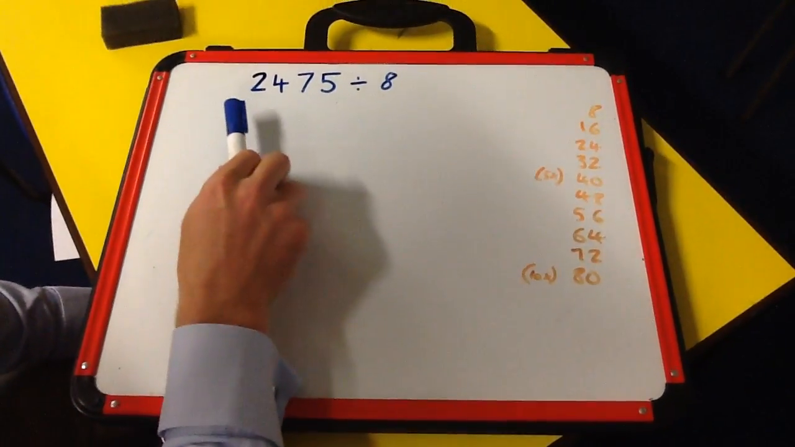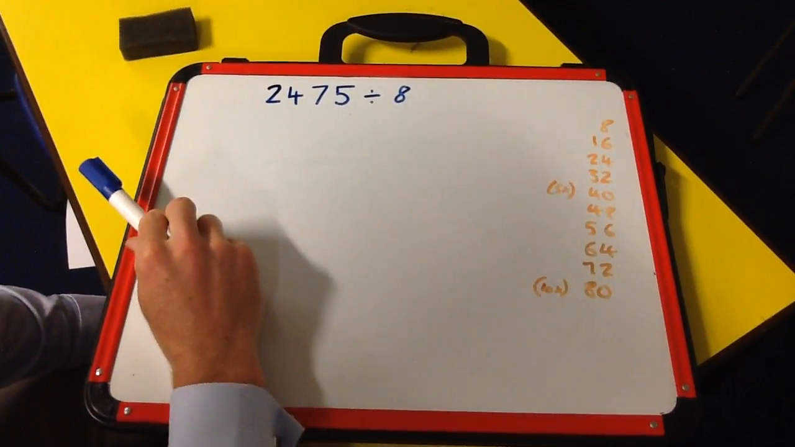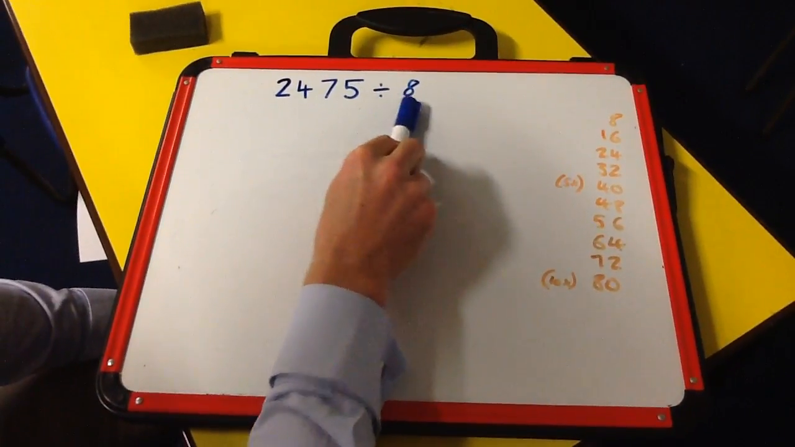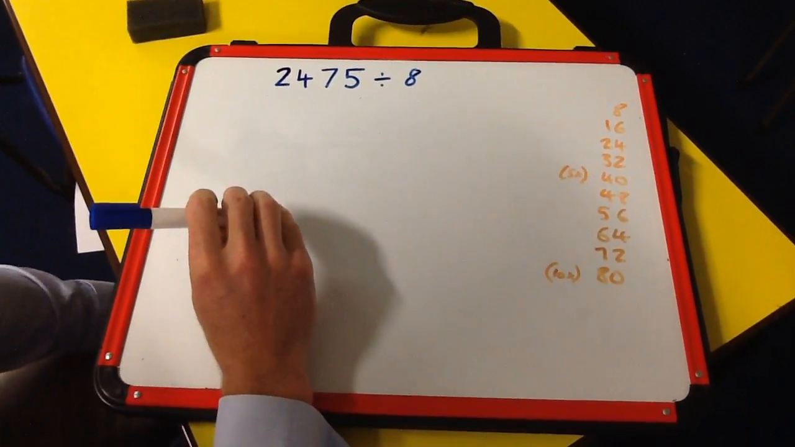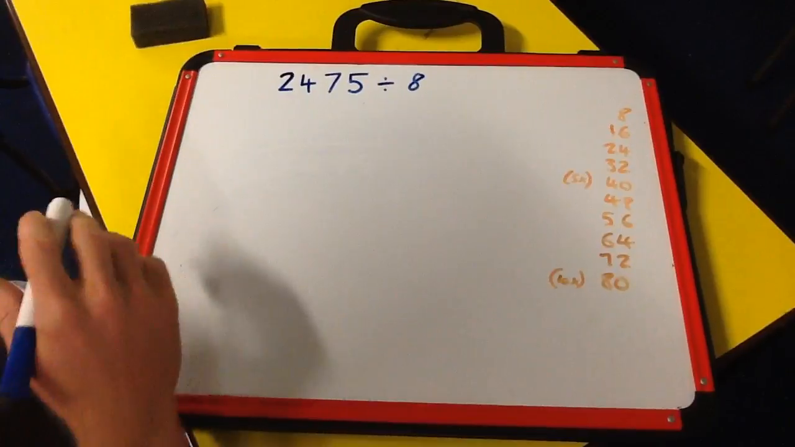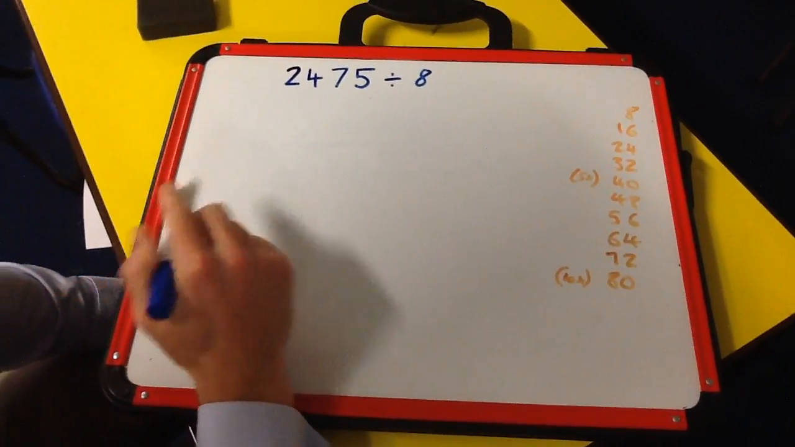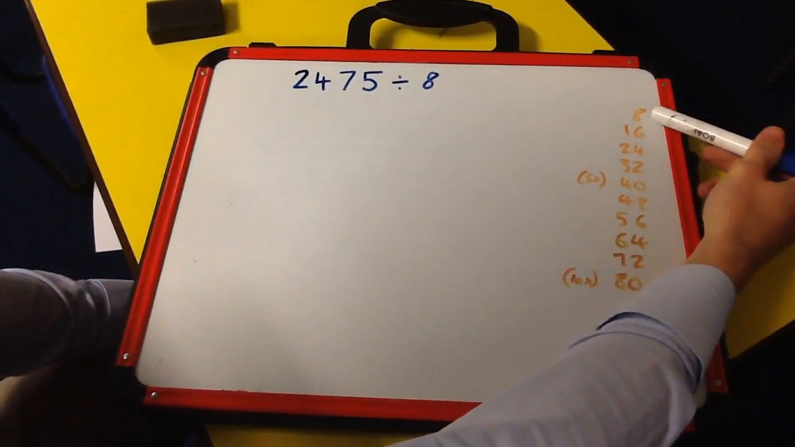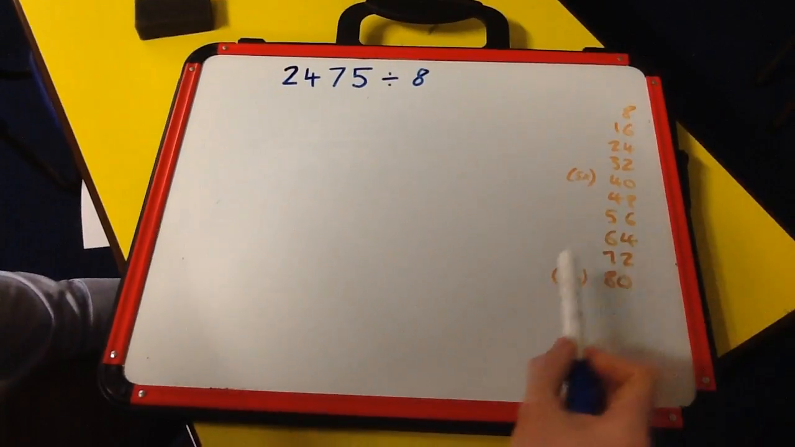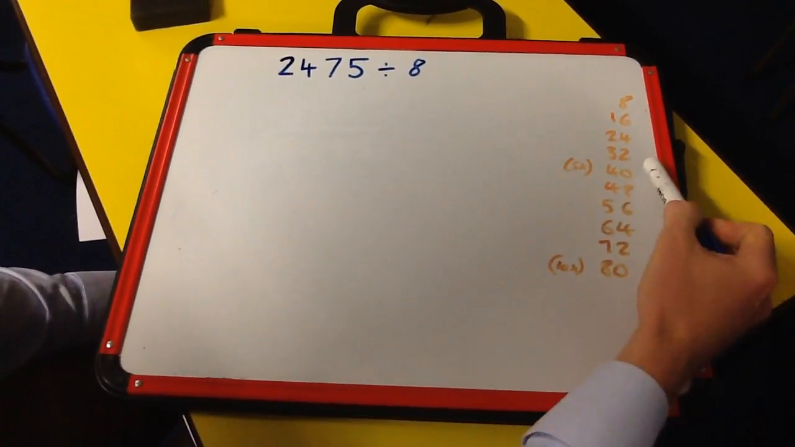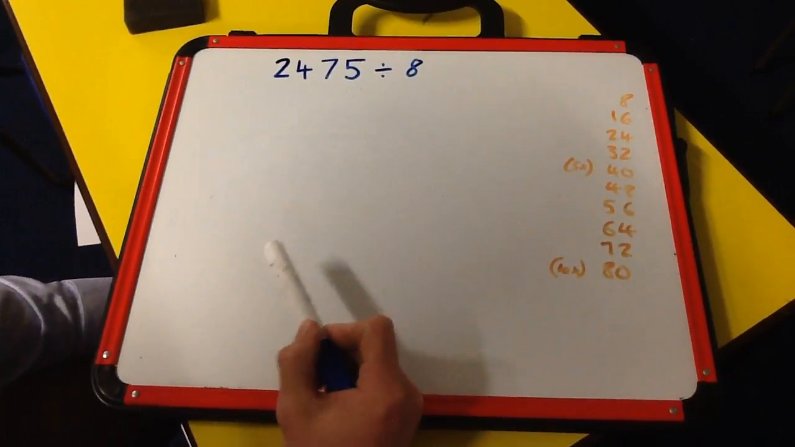So here I've got a slightly harder division, 2,475 divided by 8, and it's also going to be harder because there's going to be a remainder left over, and I'm going to show you how to do that. I've already written out my 8s in multiple addition. Checkpoints: 10 times 8 is 80, half of 80 is 40, which is 5 times 8.